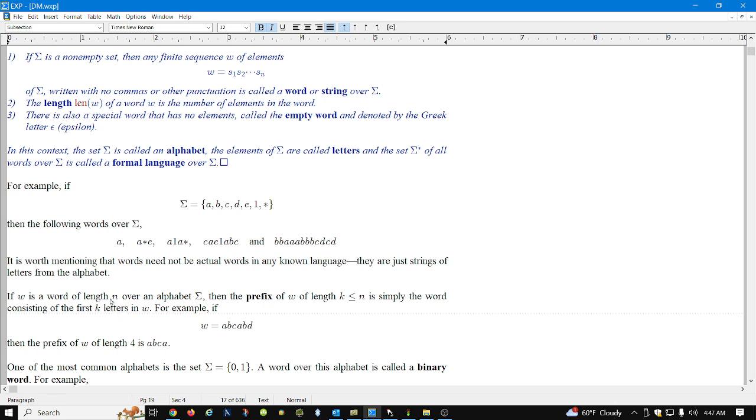If W is a word of length n, then the prefix of W of length k, and k will have to be less than or equal to n, is just the word consisting of the first k letters in W. So for example, if this is W, then the prefix of W of length 4 is just the first 4 letters in the word.